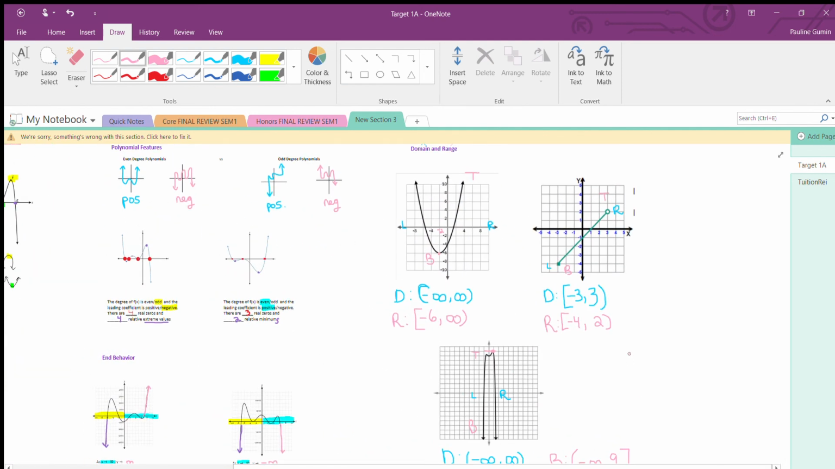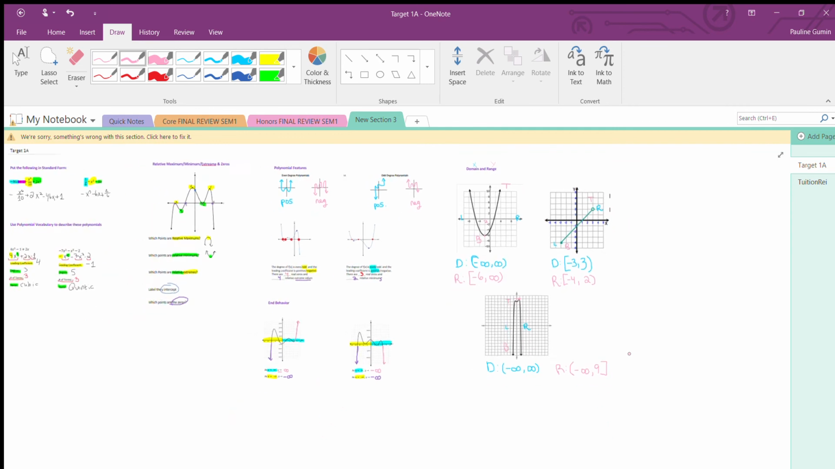Okay, so a quick 20-minute rundown of Target 1A. This is what we learned. This is how it's all related to each other. Please ask myself or your teachers any questions you have when working on this stuff, and we'll be happy to help you.